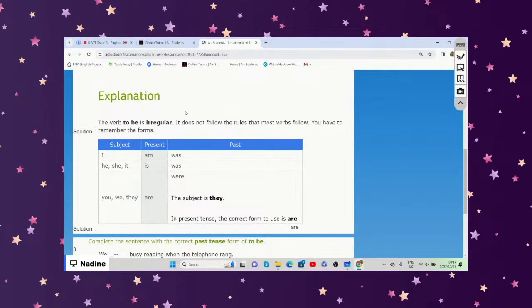And if we look at the subject I, right, then we can say either I am in the present tense or I was in the past tense, right? I am going to the shop, that is now. Or if you went to the shop already, you can say I was at the shop. That is when we use the subject I, and we use the form of verb, either am or was.